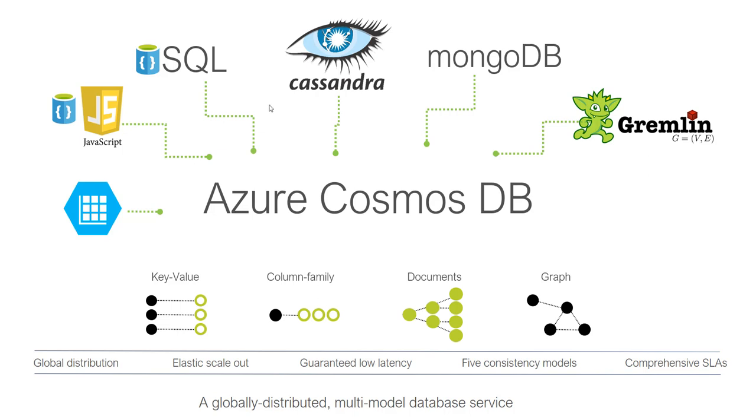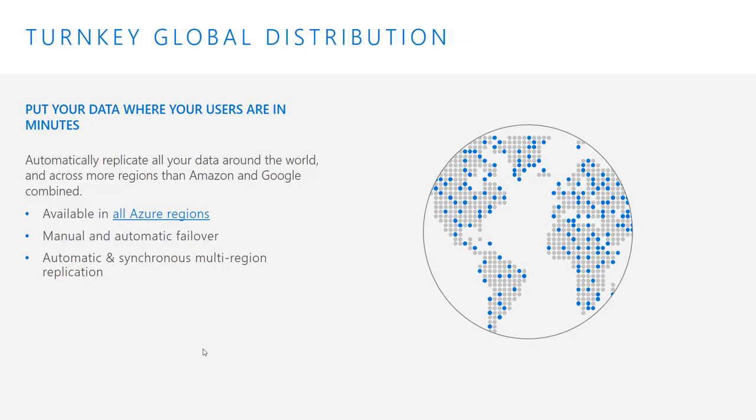But for SQL, we have our own client library. And this library is in C#, Java, JavaScript, and Python. Every day we are adding more and more languages to this client library. Now let's dig deep into each and every feature of Cosmos DB.